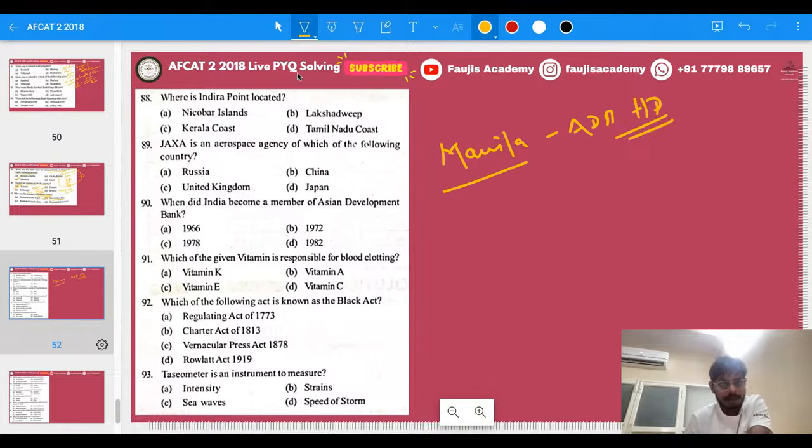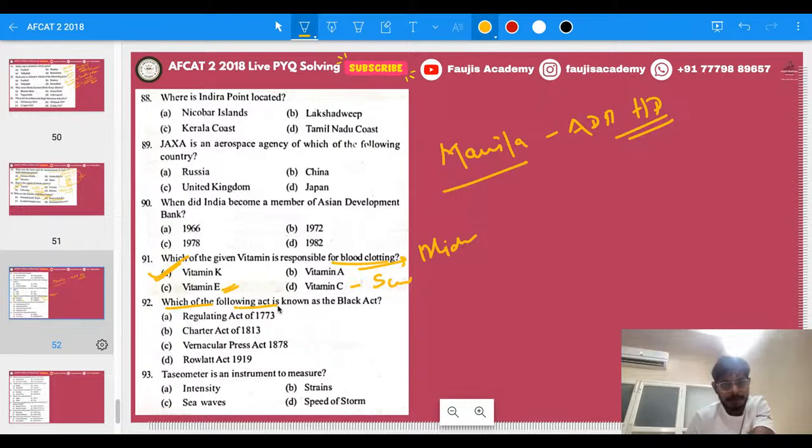Which of the given is responsible for blood clotting? Vitamin A, vitamin C causes scurvy, vitamin A causes blindness, vitamin E hinders the absorption of certain minerals in the body. Blood clotting is vitamin K, right?